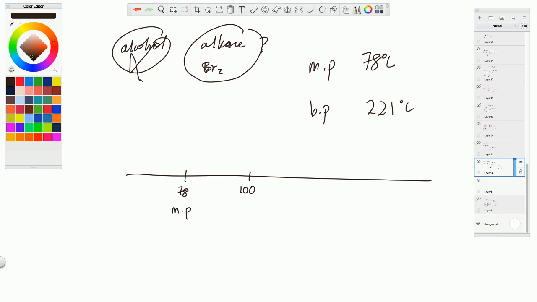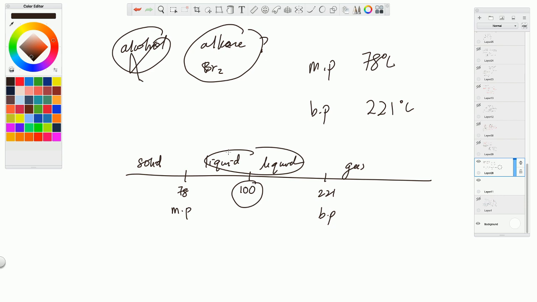So that means before 78 it's solid, after 78 it's liquid. And it will stay liquid until it reaches 221, which is the boiling point. So after 221, it will become gas, right? So the question is asking, at 100 degrees Celsius, it's liquid. So the answer is B. Is there another question?